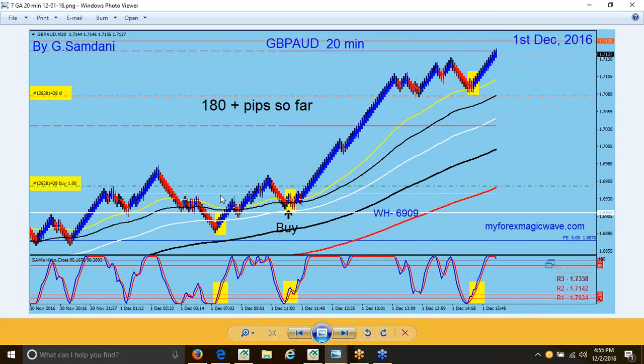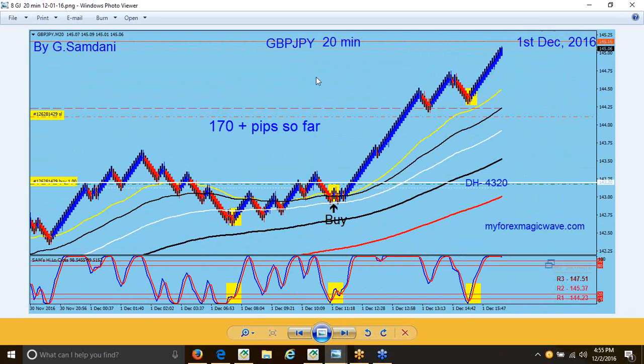This was an entry as well. Entry is here, SL is here. In the same way, this GBP/JPY went up. Okay, 170-plus pips. Again, same thing. The entry was here, but this is the one I took. Okay, 170-plus pips.